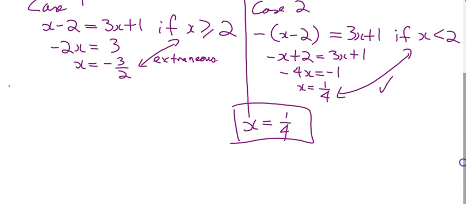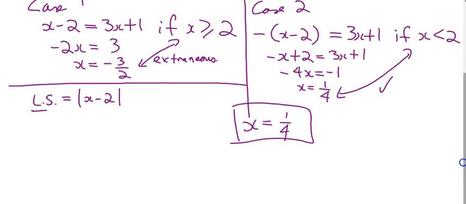Now, let's just show again, what if we forget about this? What if we forget that x has to be greater than or equal to 2? We just sort of write case 1 down, we solve. How do we know? We can do a left side, right side thing again. So the left side is the absolute value of x minus 2. The right side is 3x plus 1.